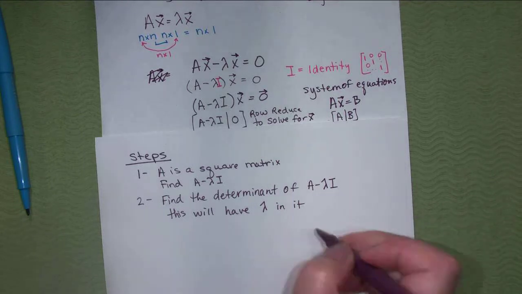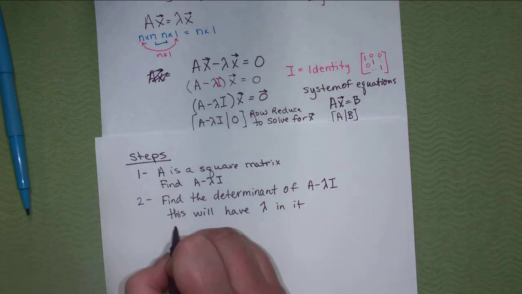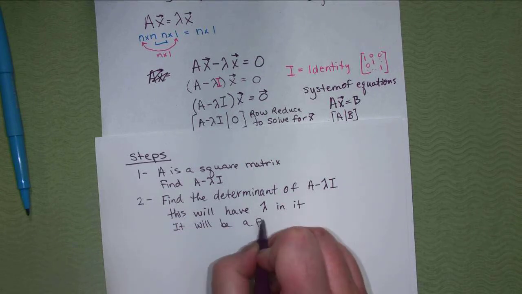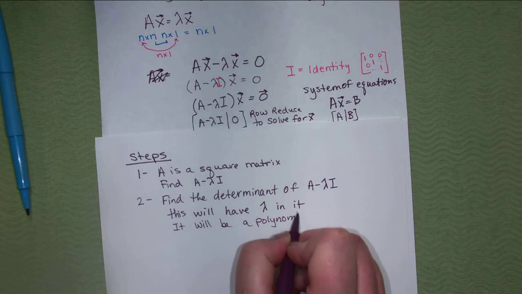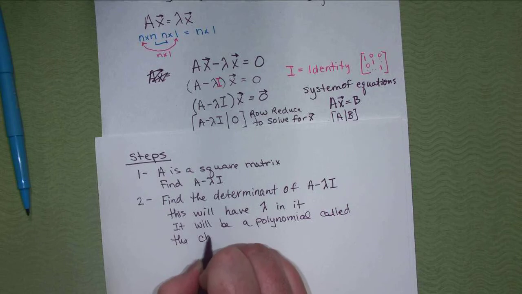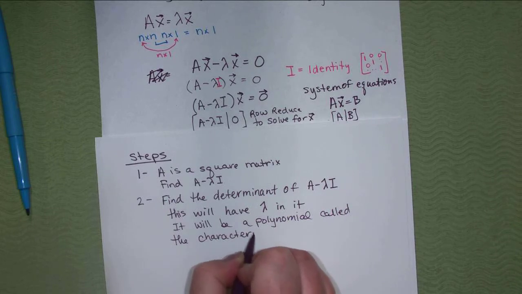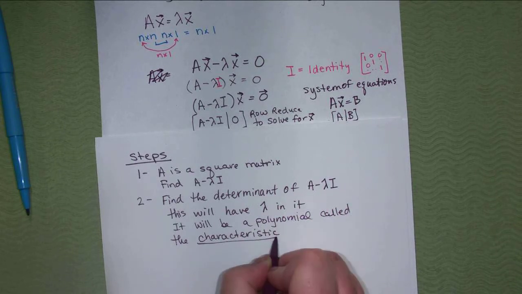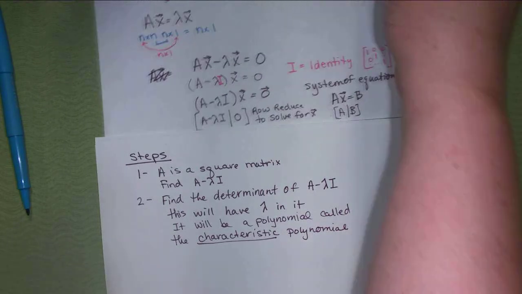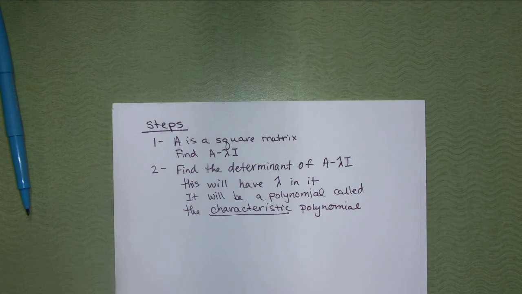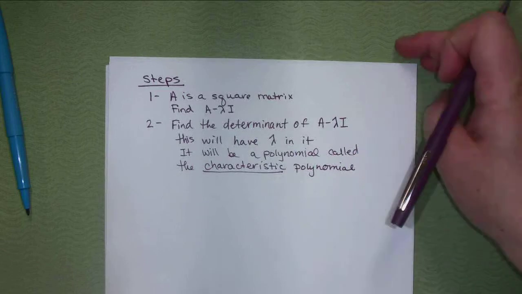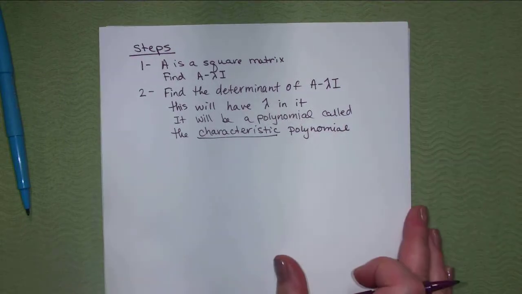Oh yes, we're not going to row reduce right here. So this will have lambdas in it. It will be a polynomial, called the characteristic polynomial. So I underlined it because that's an important word. I could say find the characteristic polynomial, and you have to go through all these steps to do that. Find A minus lambda I, find the determinant of that, and that would be the characteristic polynomial.